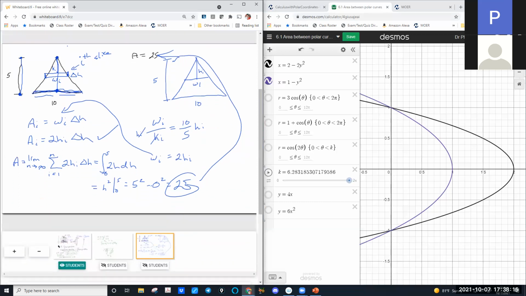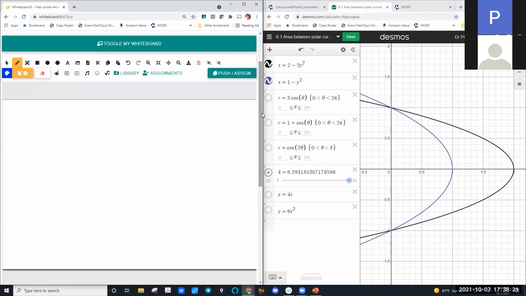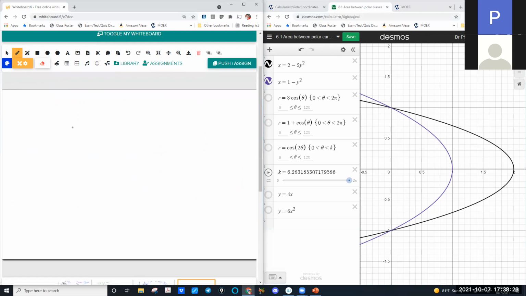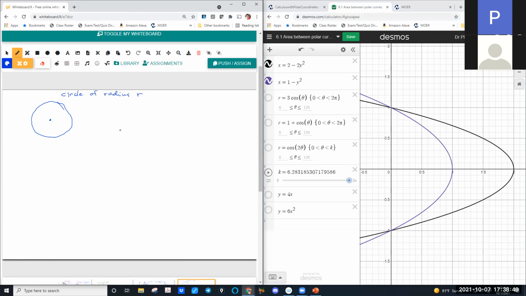All right, let's look at one more on slicing. Let's do a circle. Again, I think this one was in the online lesson, but it's a good one to look at. All right, so we have a circle, and this time we're going to actually derive the formula of a circle. Let's do it in general, of radius r. Actually, let's make it capital. So that's the radius of the circle.